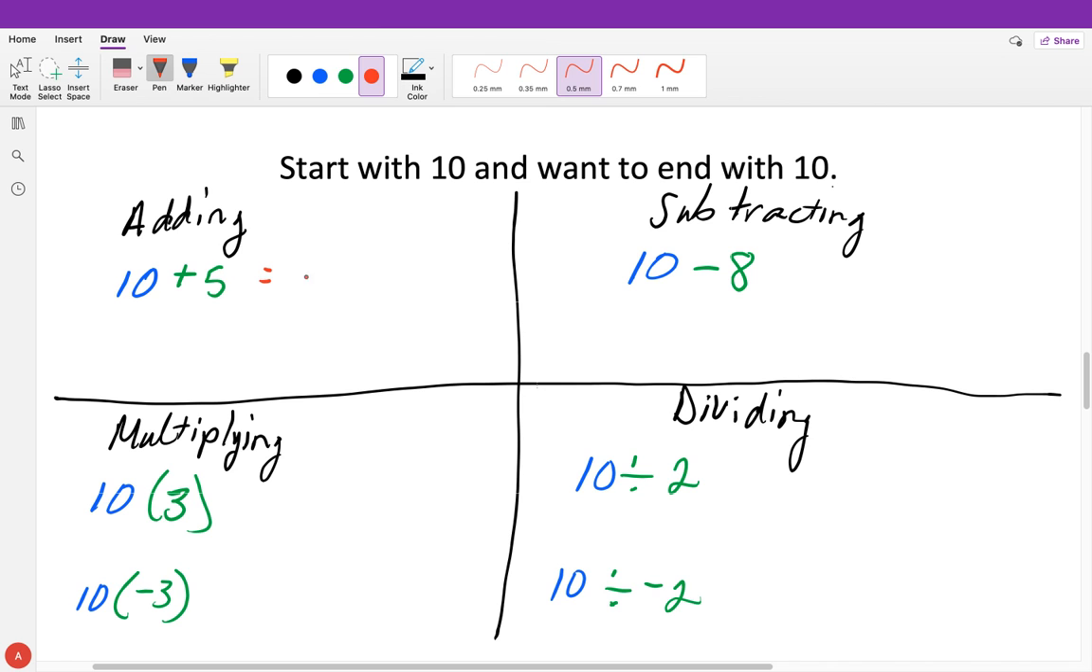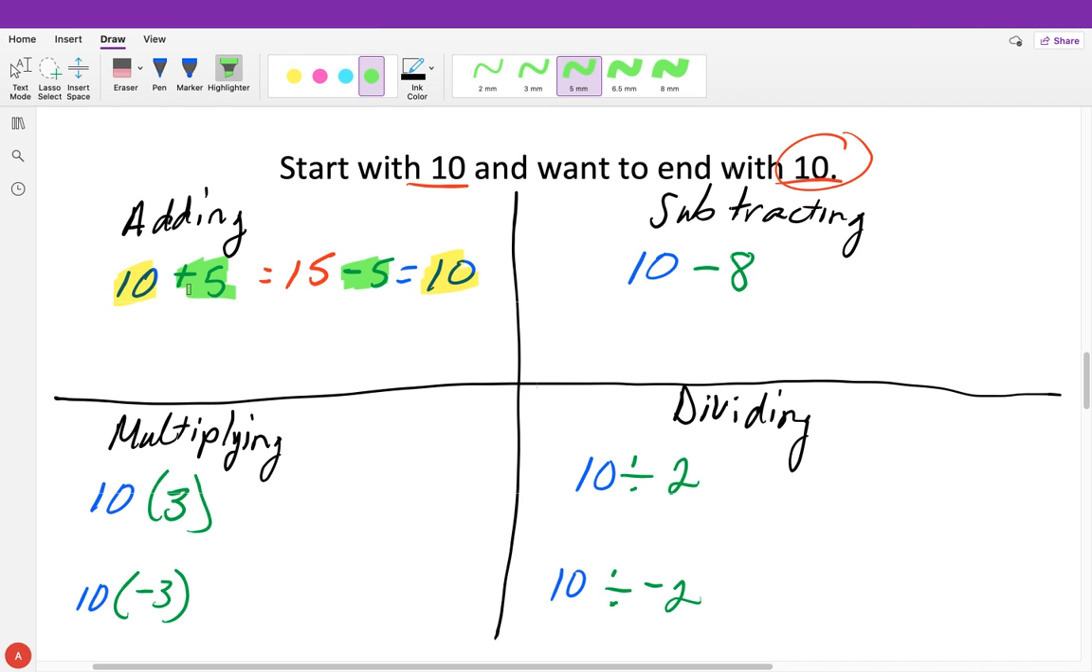Well, what is 10 plus 5? That is equal to 15. So our goal is to start with 10 and end with 10. If I did 10 plus 5 is equal to 15 and I want to get back to that number 10, how do I do that? Well, 15 minus 5 will give me 10. So you see, I started with the number 10 and I ended with the number 10. In between, when I was adding 5 and then subtracted 5, it brought me back to my original number. So you see, it undid what we were just doing.